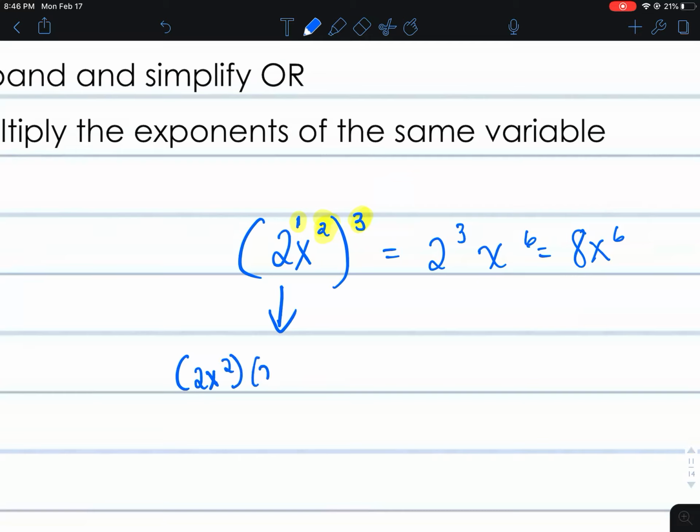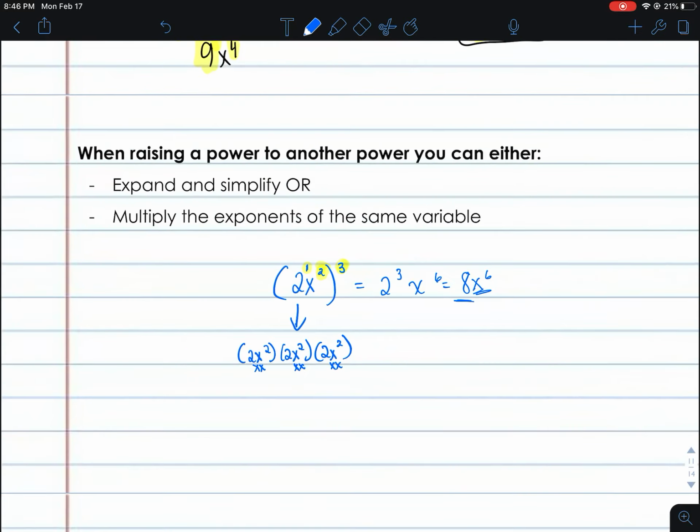So 2x squared times 2x squared, writing it in the expanded form, and then even further expanding out the x's. So that would be 2 times 2 times 2, which is 8, and then x times x, x times x, x times x would be x to the 6th power.